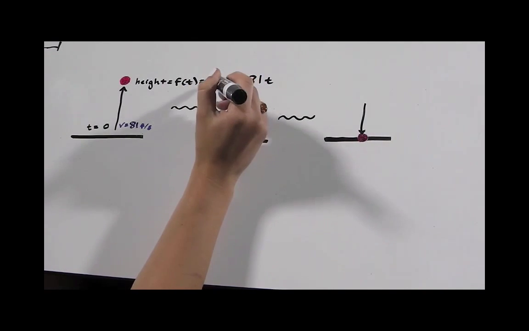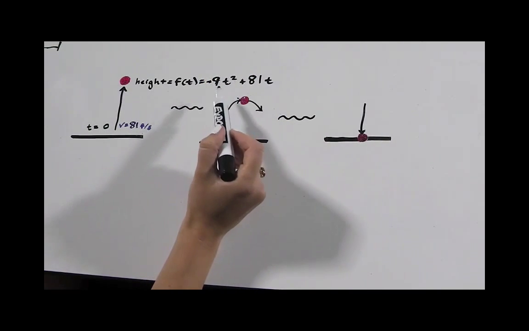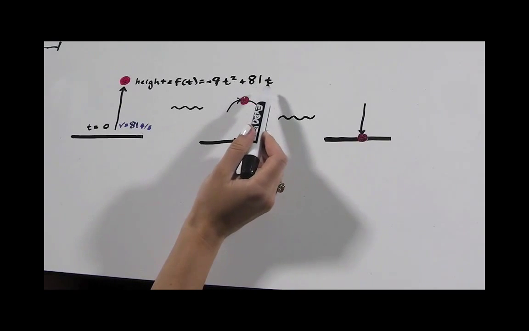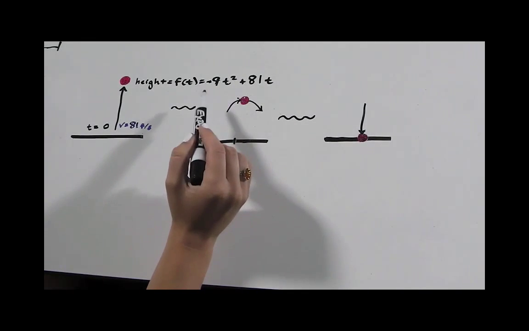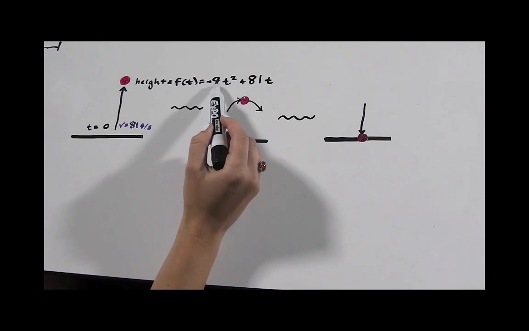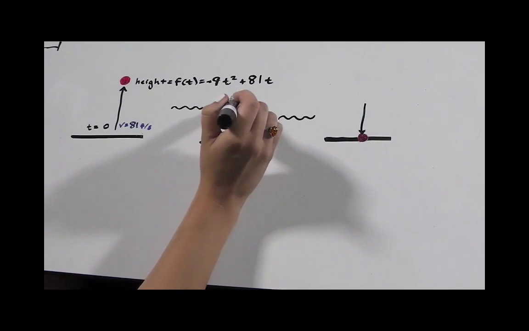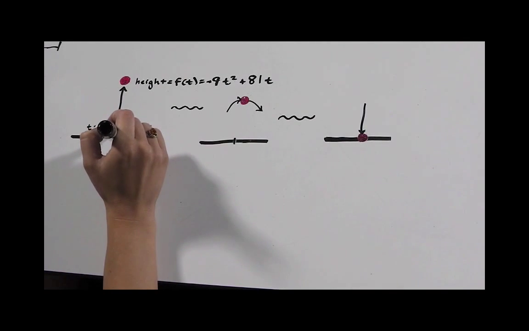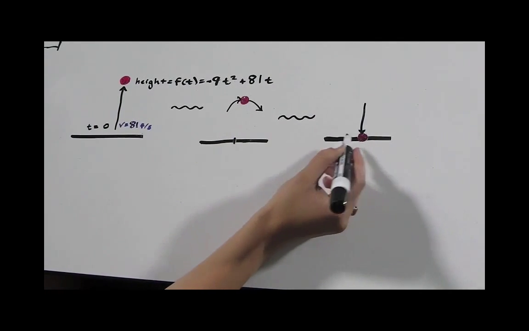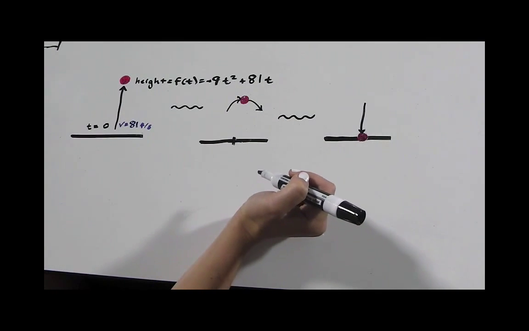You'll notice, based on this equation that they've given you, f of t, the height, is equal to negative 9t squared plus 81t, that this section here tells you that it's decreasing at a rate that is proportional to the time squared. And that suggests that if you know when the pomegranate is thrown up and when it lands, exactly halfway in time is where it reaches its highest point.